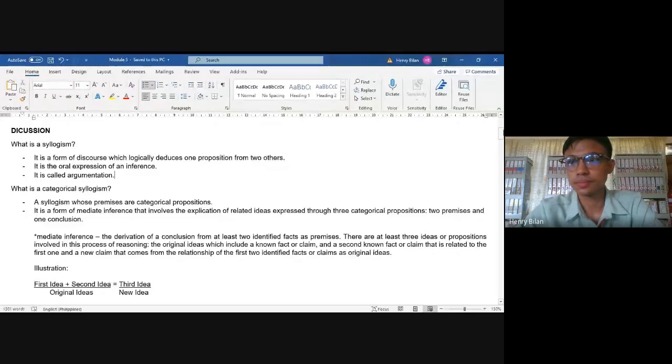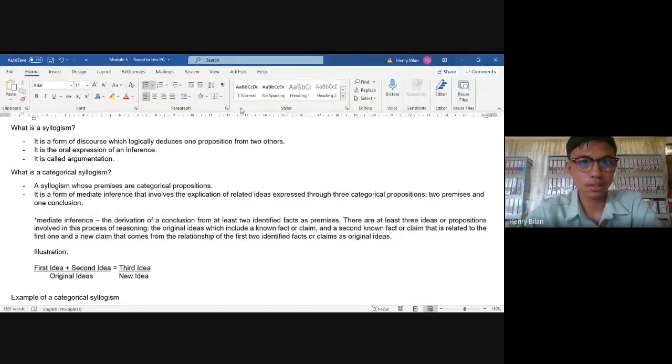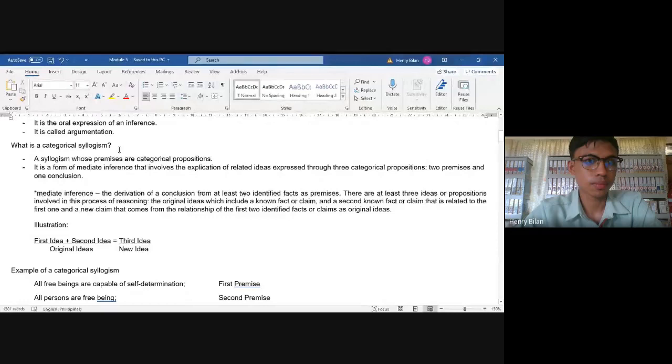So, ulitin ko, ang syllogism ay tatlong propositions. Dalawang premises, isang conclusion. Now, let us go to categorical syllogism. So, nadagdagan siya ng categorical. And if you say categorical, it is not conditional. It is not hypothetical. That's why you do not read the word if or when. So, sigurado siya. So yun lang ang naidagdag doon.